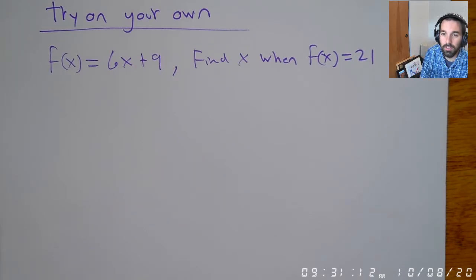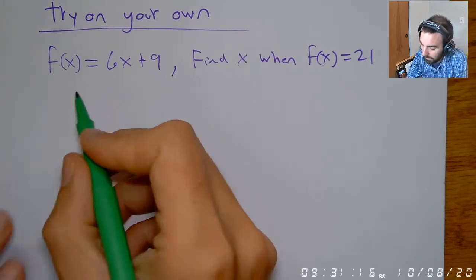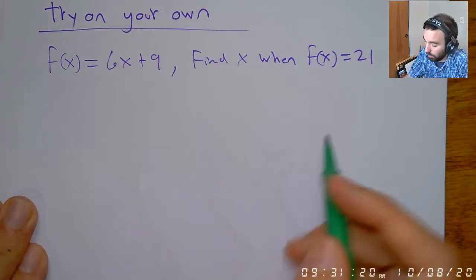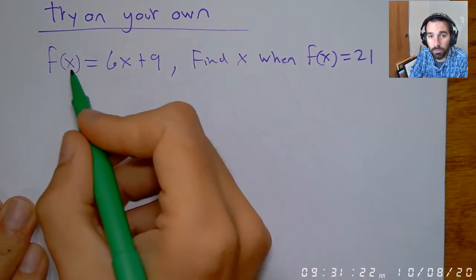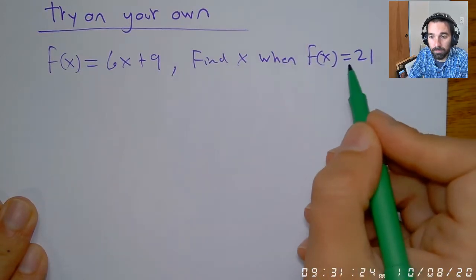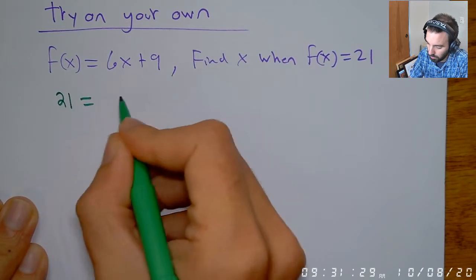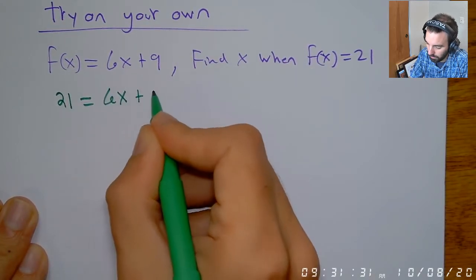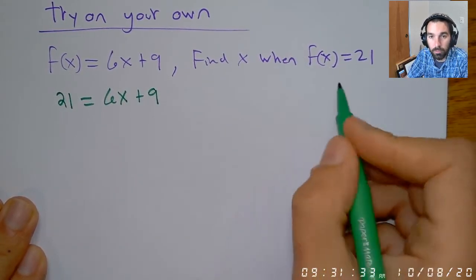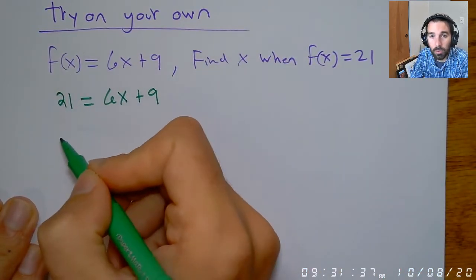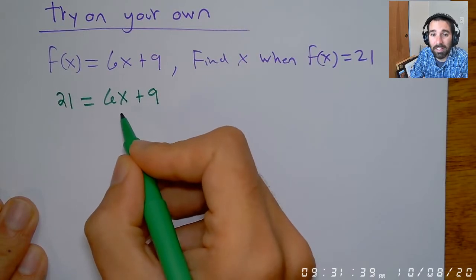All right, guys, let's go ahead and take a look at this and see what we can get here. So again, my output here is 21. So the first thing I'm going to do is replace f of x with 21. So I'm going to have 21 equals 6x plus 9, because the output equals 21. So I'm going to replace the output with 21, and solve for my input now.